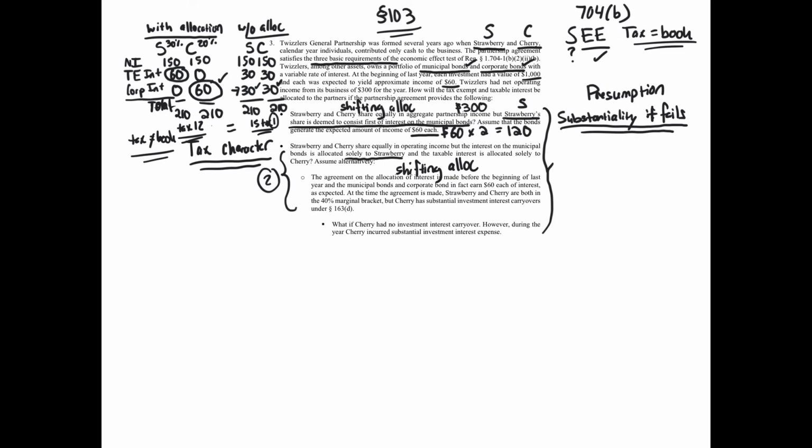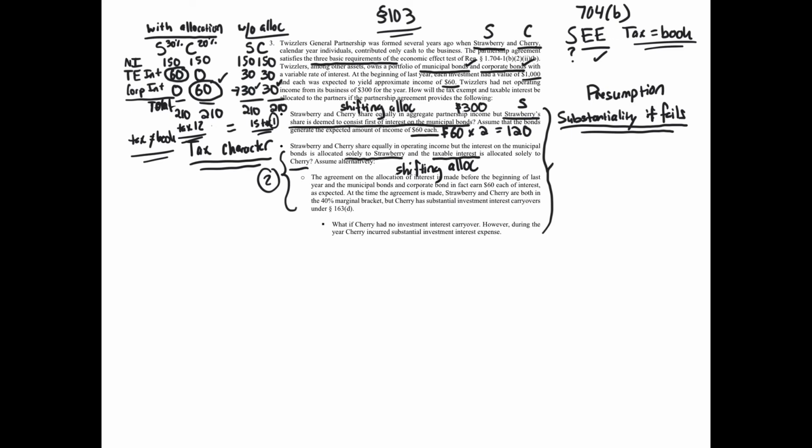It just so happened that it was 60-60 in that year, but what if it was 40-80? Well, 40 plus 80 is 120, and then you would take half of that as 60. So Strawberry would get 40 of tax exempt, which is all of it, and then 20 of corporate, and then Cherry would get the remaining 60 out of 80 of the corporate bonds. So that's what we're talking about. In number 2, it's saying that we're not going to do 50-50 anymore. We're just going to give the municipal bond interest, all of it to Strawberry, and the taxable corporate bond interest all to Cherry.